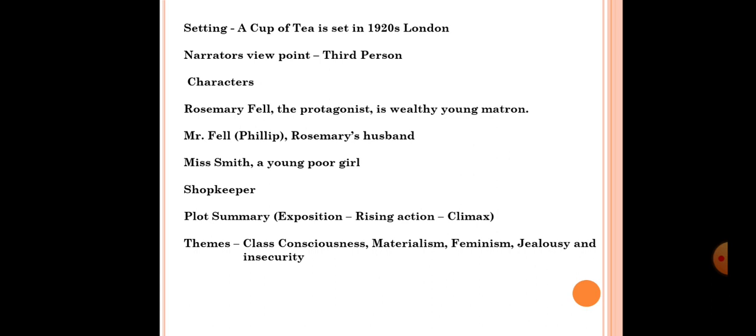Now, regarding the theme of this story, we can say that there are various themes. And what are they? Number one, the most important one, the story highlights class consciousness. Then another theme, it talks about materialism. Feminism is also there, and the feeling of jealousy and insecurity.